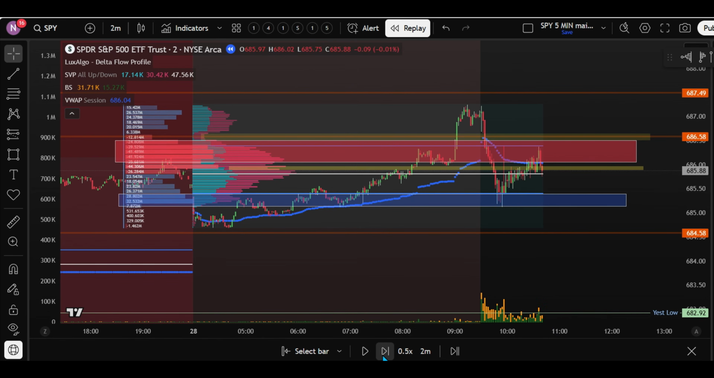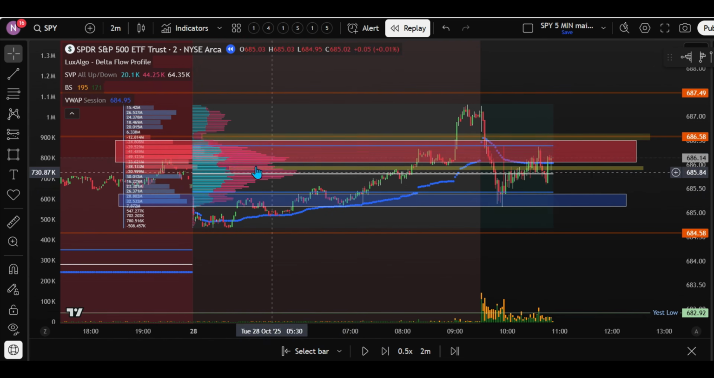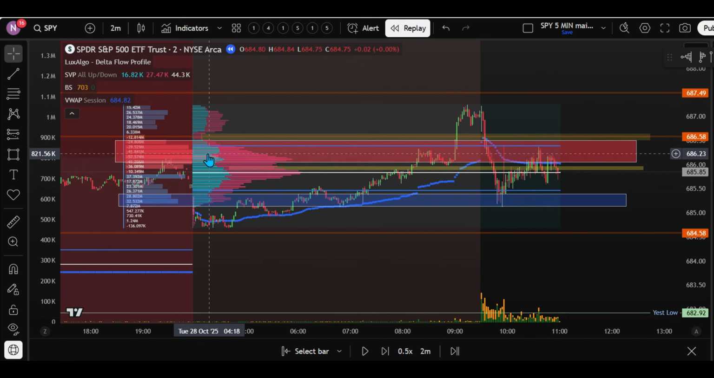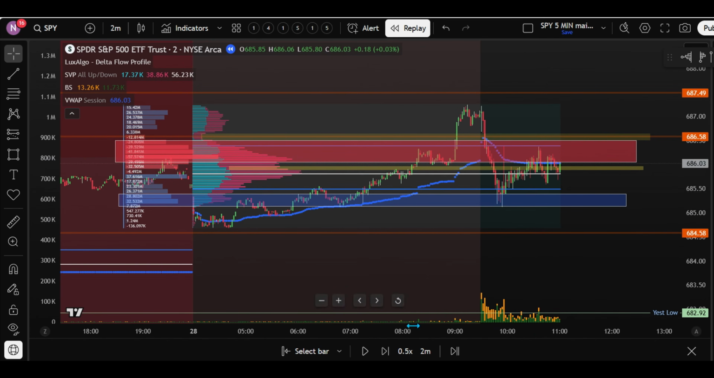So price comes up into it, wicks back down. Price comes into this blue area, pops back up, goes into the sell pressure area, comes back down, and you guys can start to see the ebb and flow of where the buyers and the sellers are accumulating their positions.